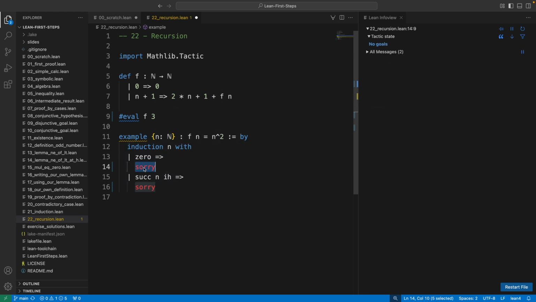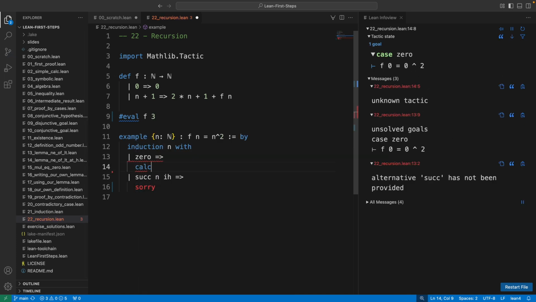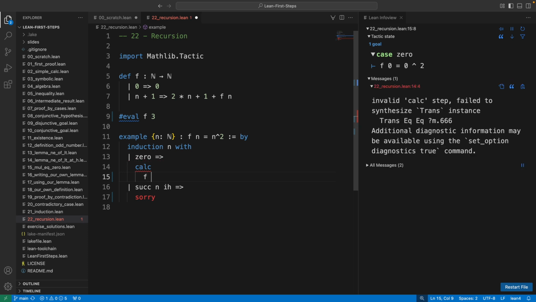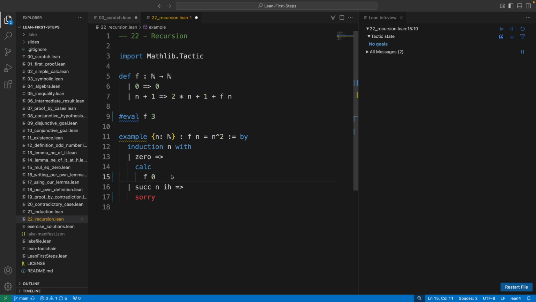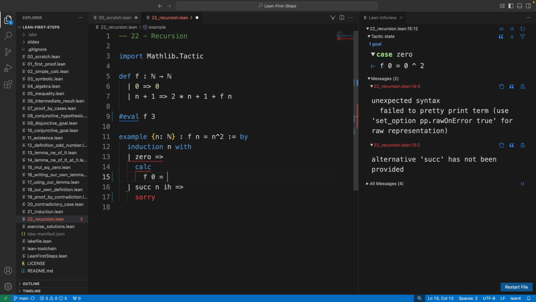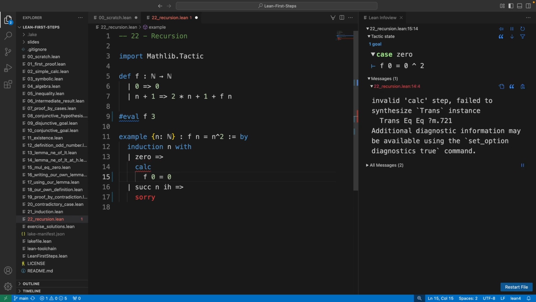So let's fill it in. So for the base case, we have to prove f0 is 0 squared. So how do we do that? Well, we'll do it with a calc section. So calc, and we're interested in showing what f0 is. And f0 by definition is 0. How do we refer to that definition? We use rw f.